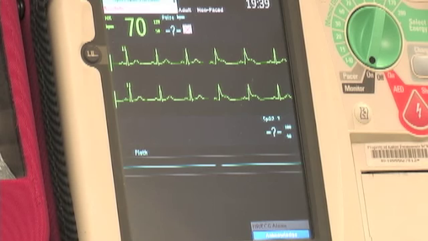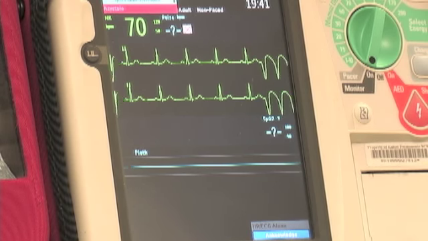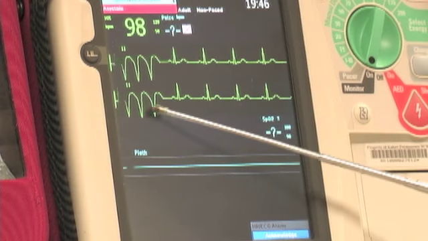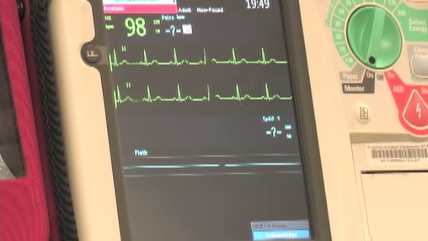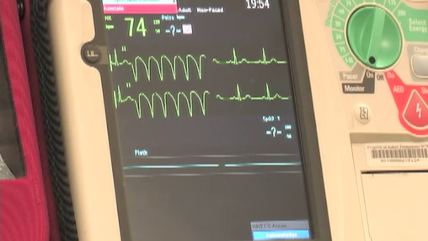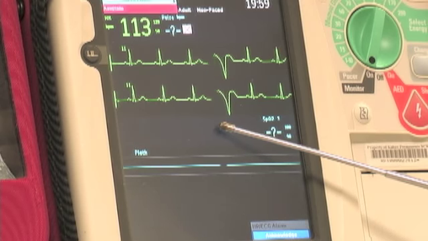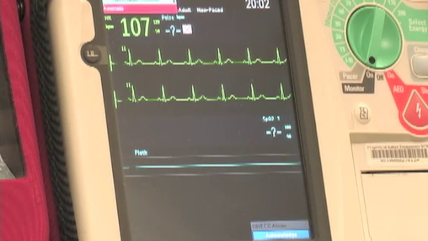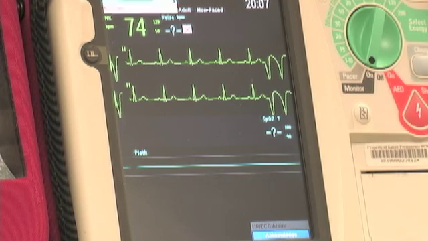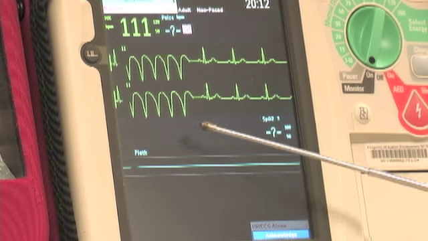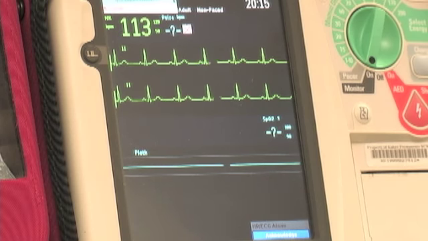Okay, this one we're going to show. Okay, so you see the run of wide complex. There we go again. Okay, so we're showing runs of VTAC, or non-sustained VTAC. And if you see that, you need to assess your patient, of course, and consider getting an antiarrhythmic on board to prevent those from being sustained VTAC.